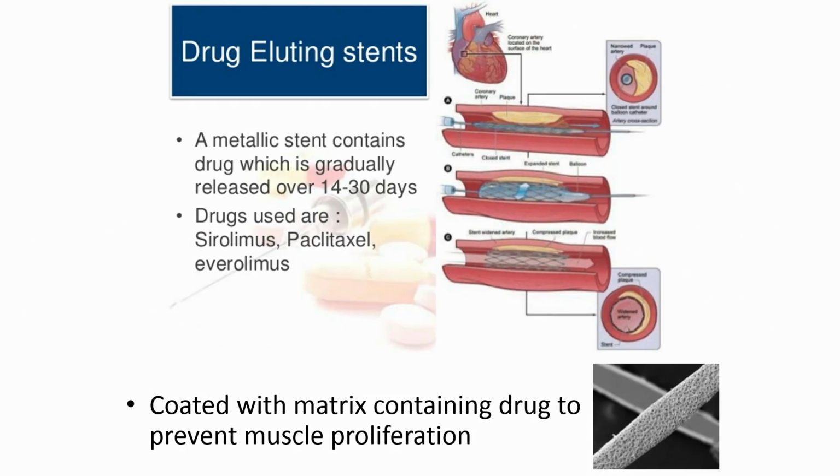Other examples here are drug-eluting stents. These are essentially metallic stents that contain a drug, which is gradually released over a period of 14 to 30 days. What essentially happens is that a stent is put in the body when there are plaques, and plaques are nothing but growths in the vessels.